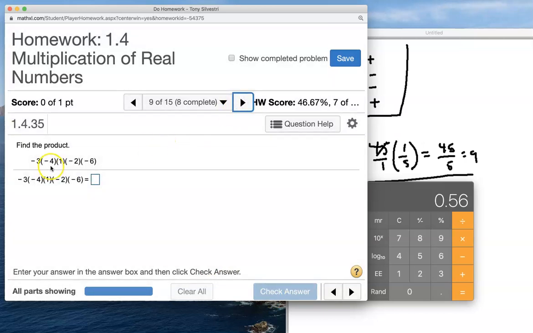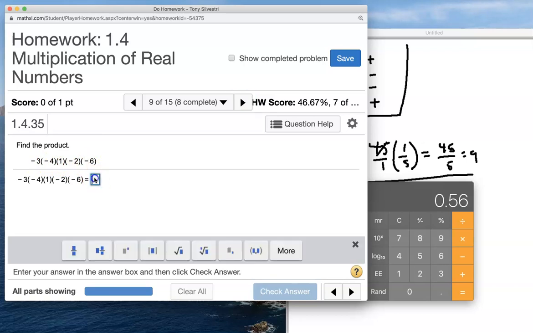Okay, what's the rule? I don't see any zeros. That's good. I see 1, 2, 3, 4 negative signs. So 4 negative signs is even, so the answer is positive. So what I'm going to do now is just multiply the absolute values. 3 times 4 is 12. 12 times 1 is 12. 12 times 2 is 24. 24 times 6 is 144.